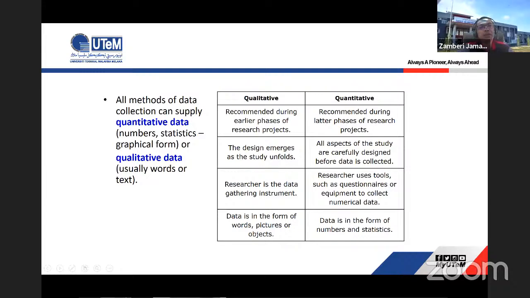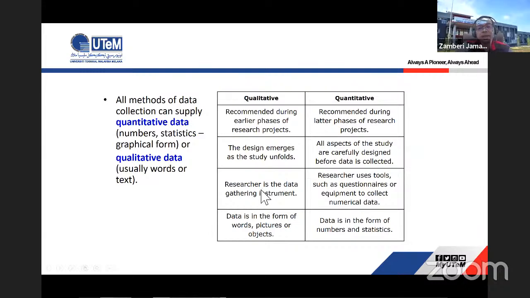So as we collect preliminary data from the surveys that we have done and from the interview sessions that we have performed, from there onwards we start to see the kind of design that we should be moving towards. In quantitative, all aspects of the study are carefully designed before data is collected. So we already work on it before data is collected. This is something that is different.